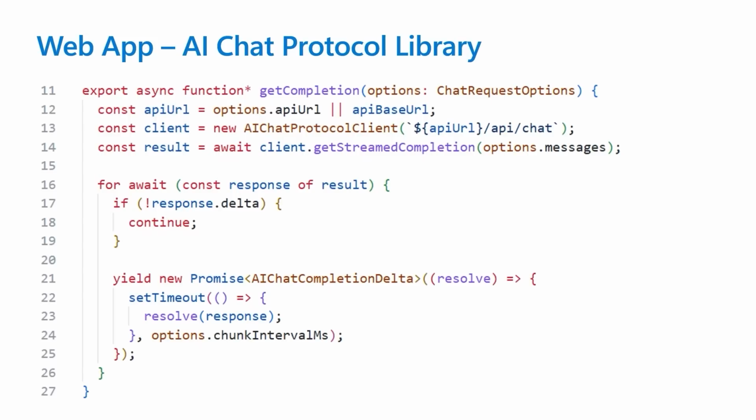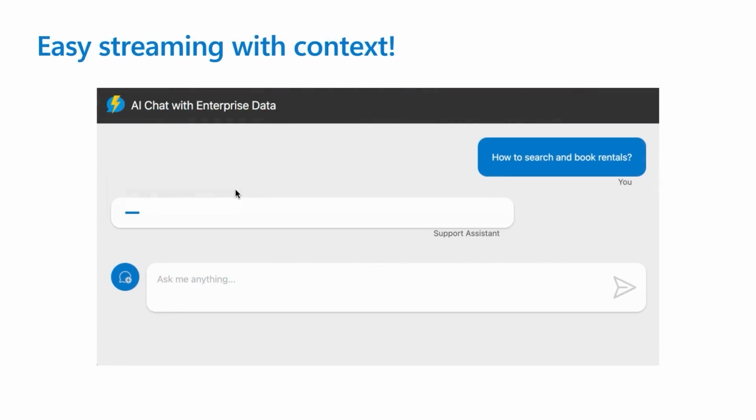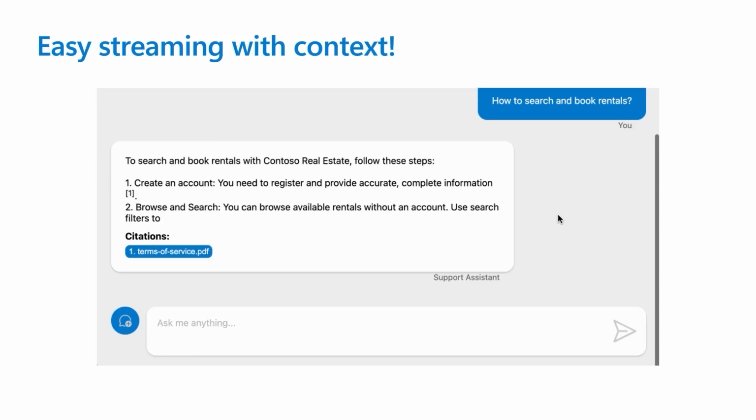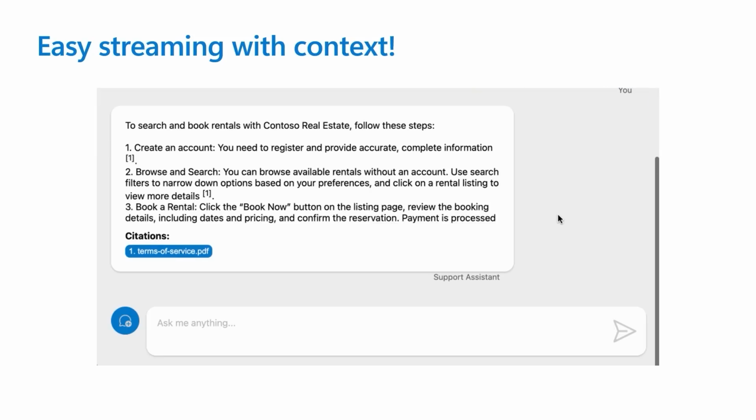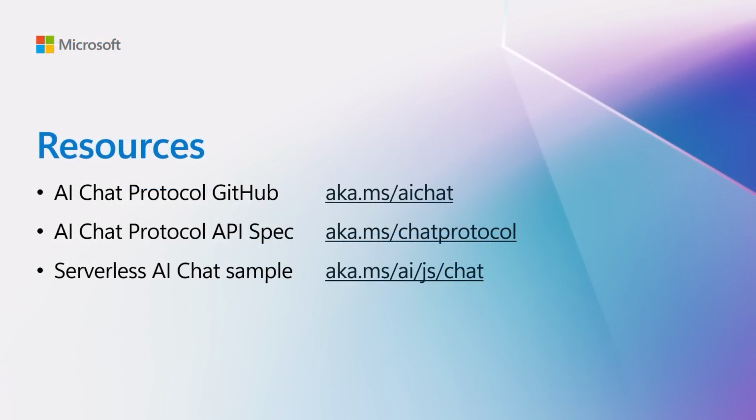Next, the web app has a function for getting completions, which uses the AI chat protocol underneath. On line 13, we can see that we take in the API URL from our chat request options and set our endpoint URL. On line 14, we then use the getStreamCompletion method and have a result, which we can iterate over on line 16. We ignore everything that's not a delta, and on line 21, we yield a promise. Now, whenever we send a message to the AI endpoint, we get a response back that's streamed in live time. Additionally, it can pass anything that we want, such as application logic or context. That's all it took to stream generative AI output to your application.